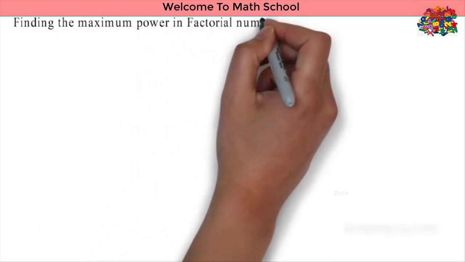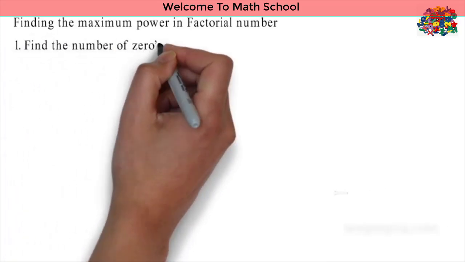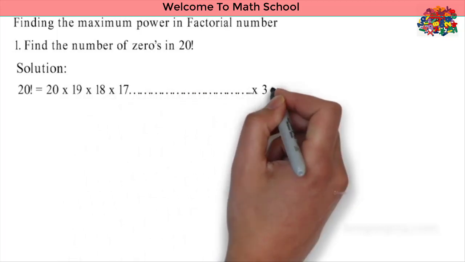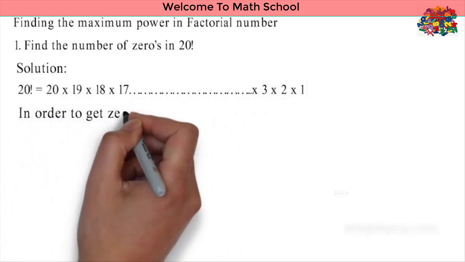Finding the maximum power in a factorial number. Now here the question says find the number of zeros in 20 factorial. So now 20 factorial can be written as 20 into 19 into 18 into 17 and so on up to 3 into 2 into 1.